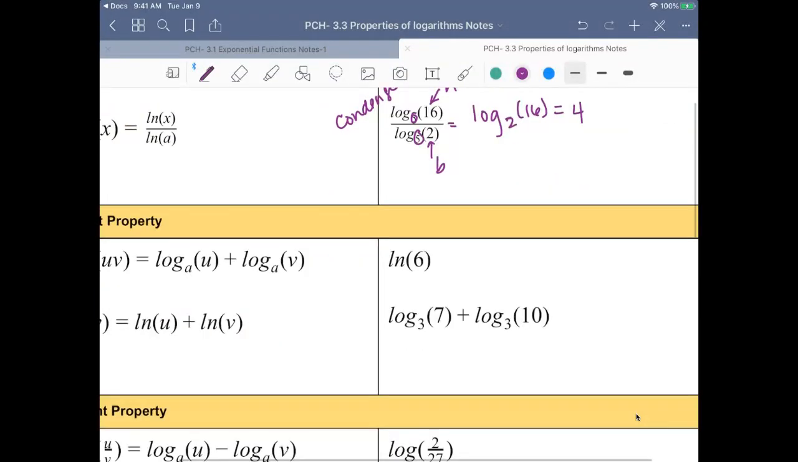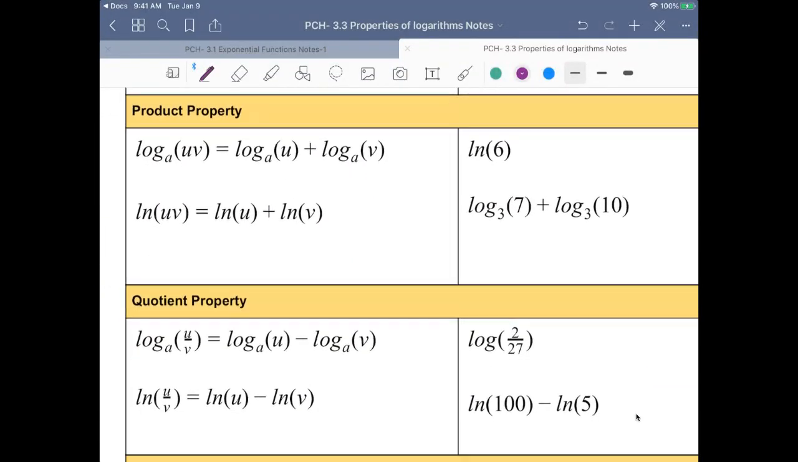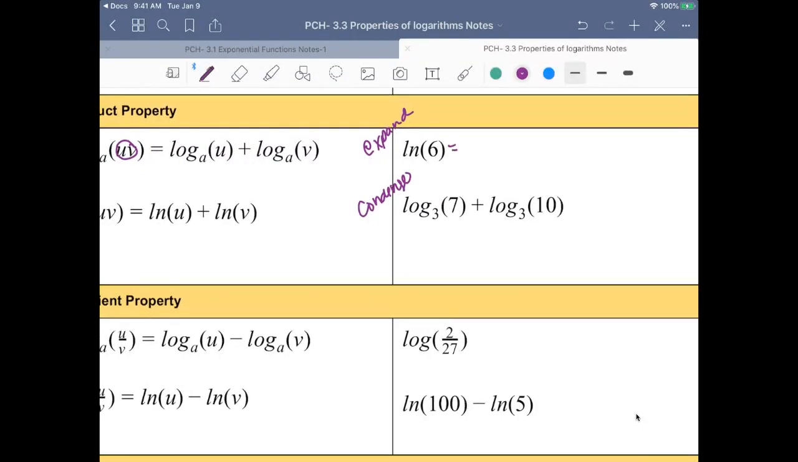All right, product property. If you have two numbers multiplied together as the input, you can split them up into two logarithms. So we're going to expand, and then we're going to condense. Okay, so expand. This could be the ln of 3 times 2, where the input is being multiplied. So this would be the ln of 3 plus the ln of 2. Remember, these are exponents. So what do you do when the bases are multiplied? You add the exponents.